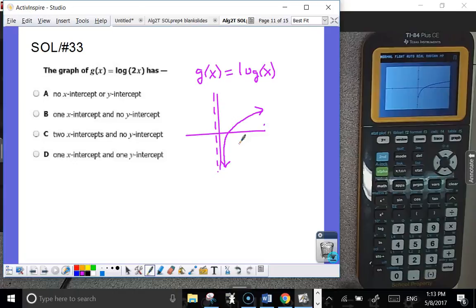And what's going on there that the calculator stops? It's really not stopping. The calculator just can't handle that vertical asymptote. But you can be sure that there is a vertical asymptote there that it's never going to touch, so there's no y-intercept. So none. No y-intercept. So, boom.